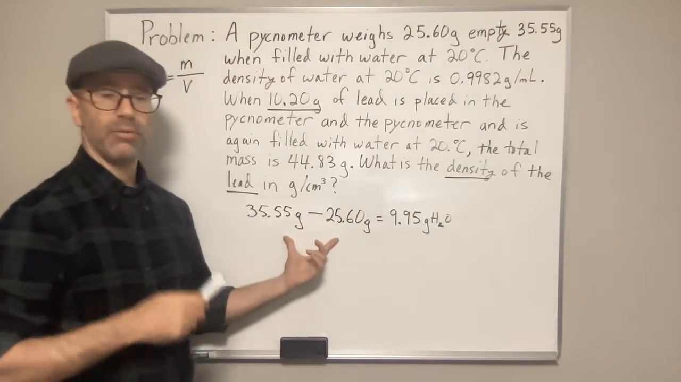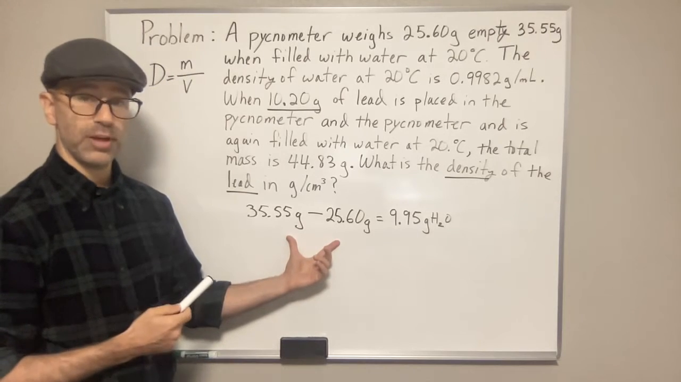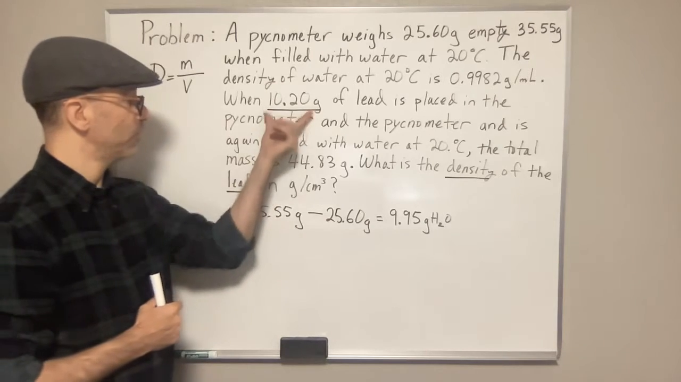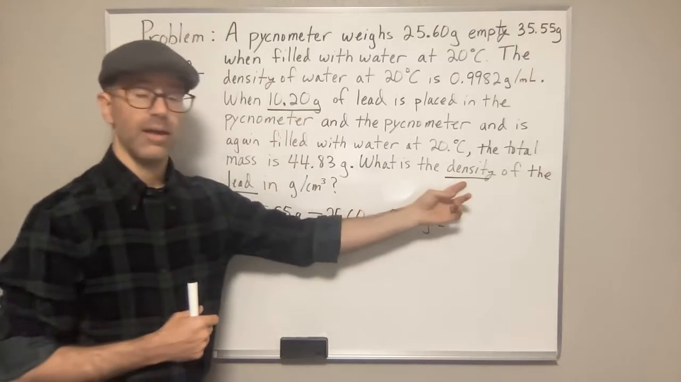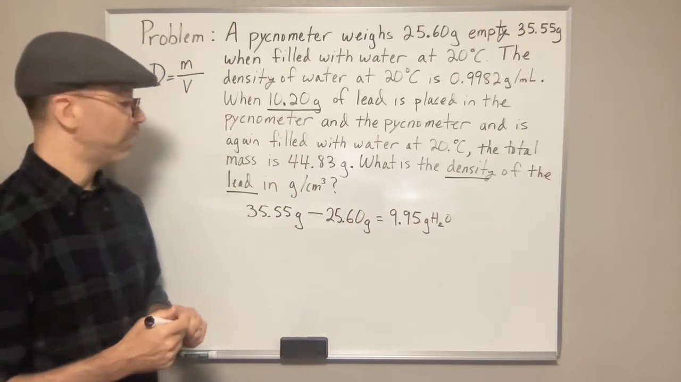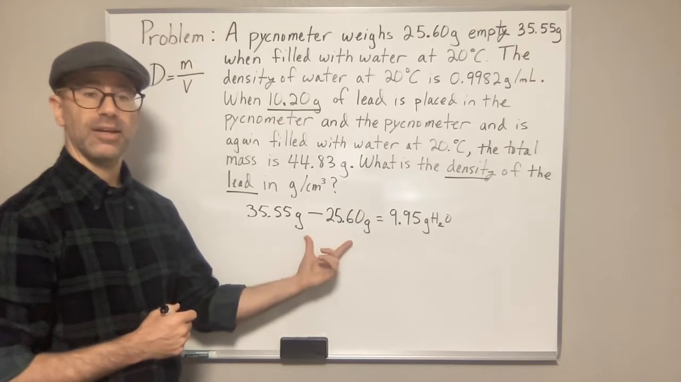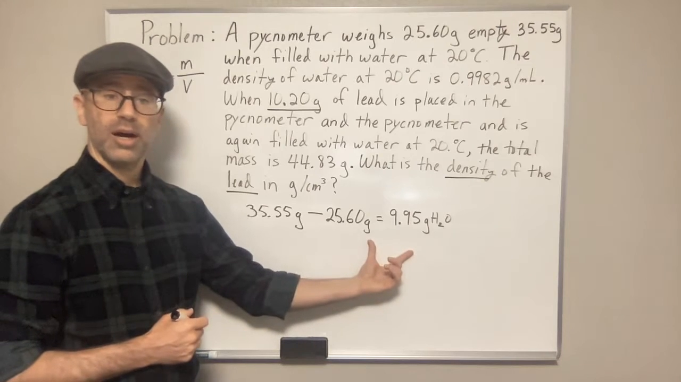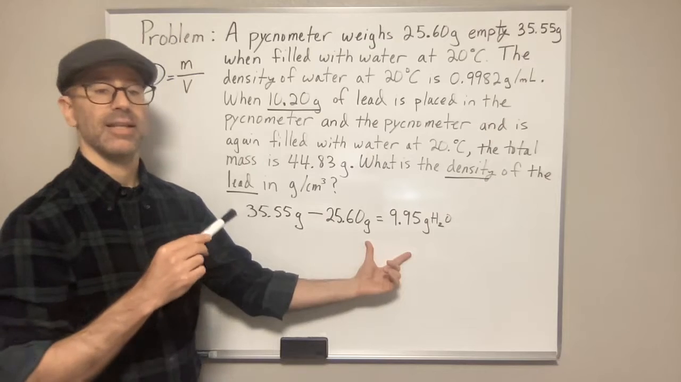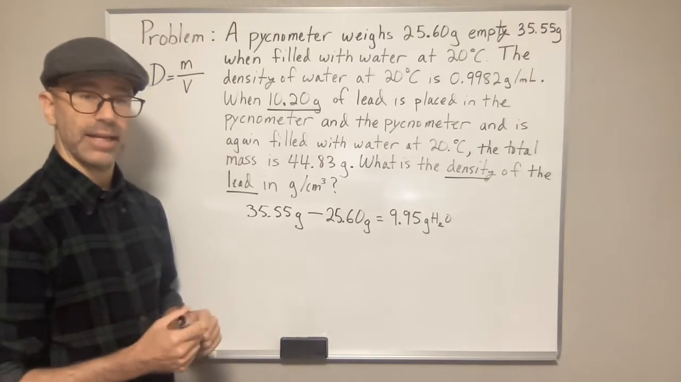Now, again, each step of the way, we need to keep track of the sig figs because we're going to have to figure out how many sig figs are going to be in the density that we want to calculate. So we're going to need to keep track of sig figs along the way. So the rule for subtracting and adding is that the answer should have the same number of decimal places as the least number of decimal places in the numbers that you are adding and subtracting.